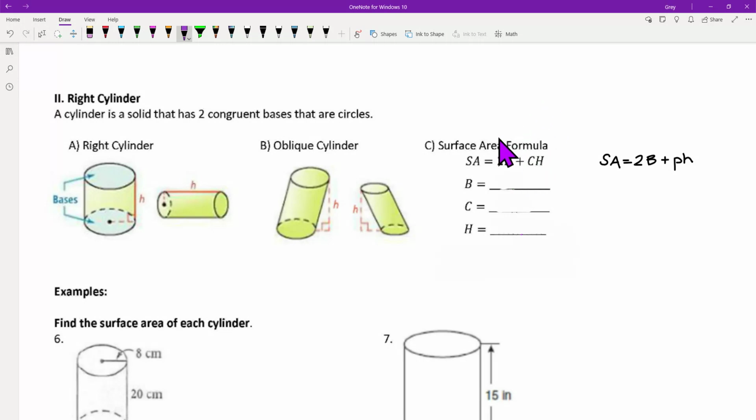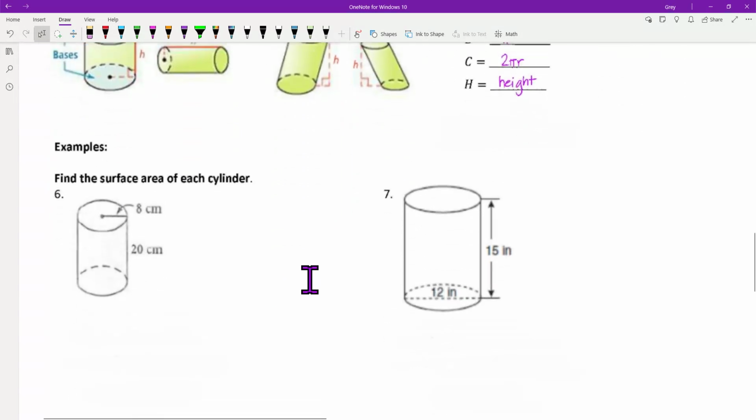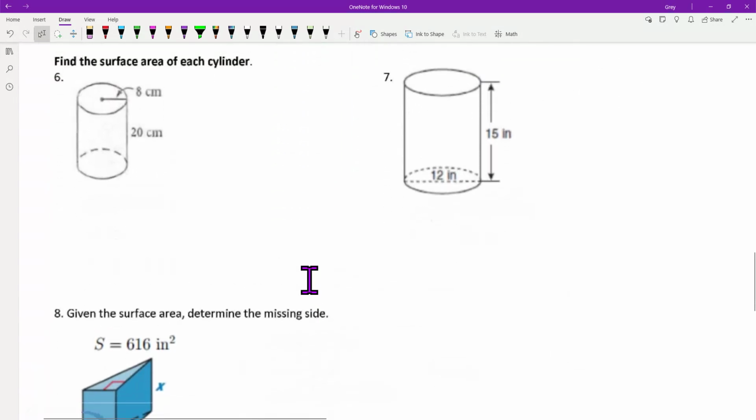But B is always a circle. So what's the area of a circle? Pi r squared. C is the circumference of a circle, 2 pi r. And H is still the height of your cylinder. Okay? So let's go see how that's going to work. It's kind of an easy formula. It's not a lot of messing up you can do with it.